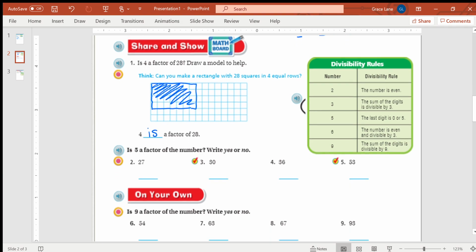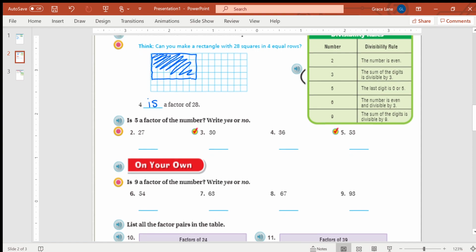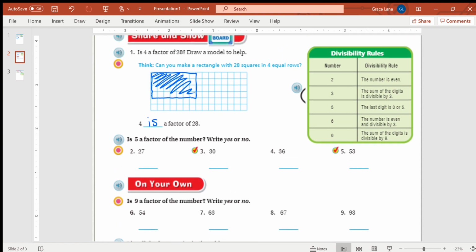For the next few, number 2, 3, 4, and 5, the directions say, is 5 a factor of the number? Right, yes or no? So on this one, you're only looking at the rule for 5. The rule for 5 says the last digit is 0 or 5. So on number 2, the number is 27. Is the last digit in the number 27 a 0 or a 5? No, it's a 7. So then automatically, without even thinking about my basic facts, I know that 27 is not divisible by 5.